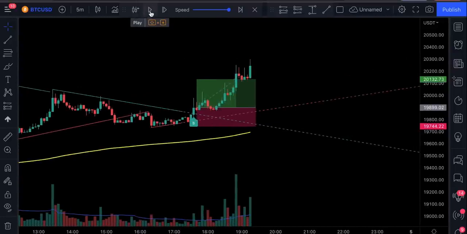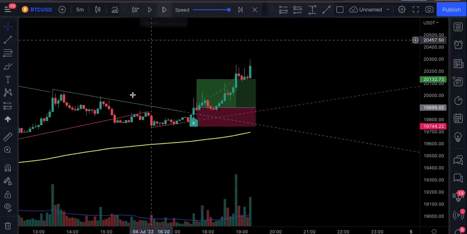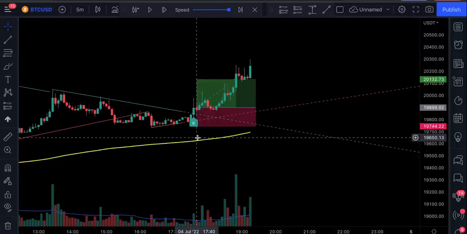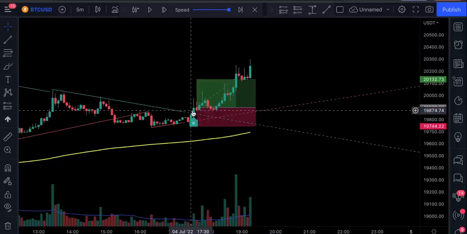We see how easy yet effective this strategy is. First, we identify the overall trend direction, and then we find the best possible price to enter the trade.